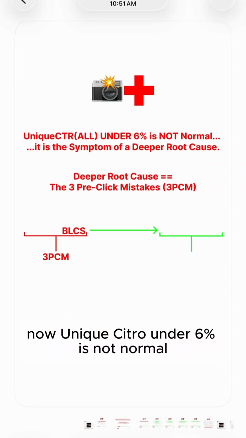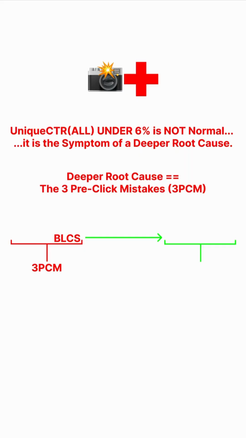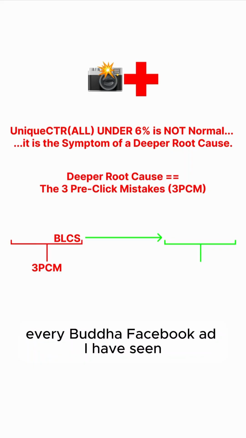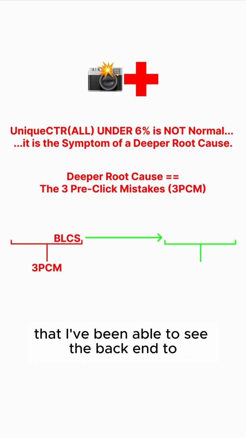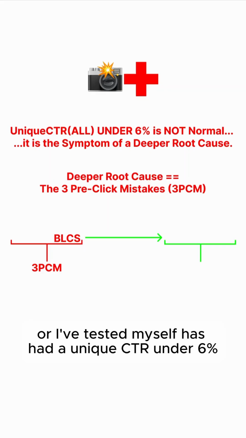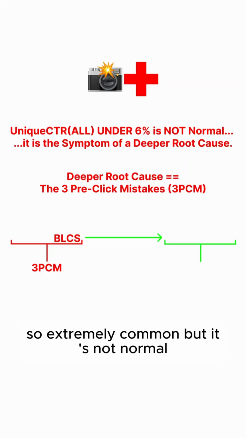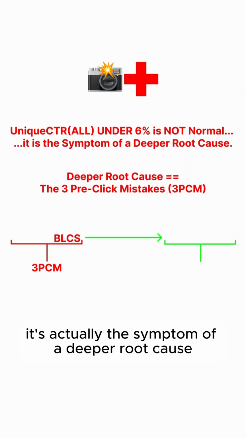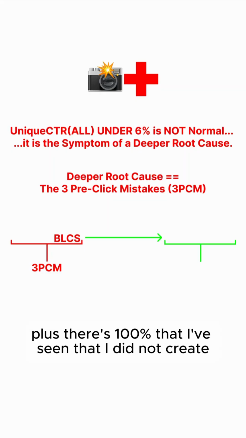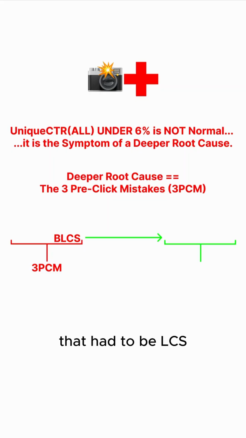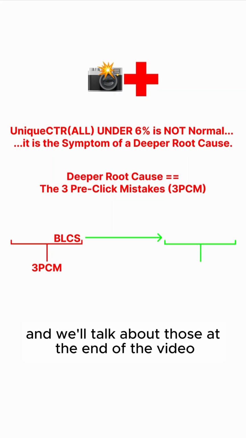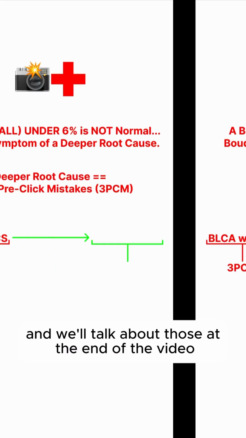Now, unique CTR under 6% is not normal. Extremely common, I believe. Every Boudoir Facebook ad I have seen that I've been able to see the back end to, or I've tested myself, has had a unique CTR under 6%. So extremely common, but it's not normal. It's actually the symptom of a deeper root cause. 100% of the ads I've seen that I did not create had BLCS. The deeper root cause is the 3 pre-click mistakes, and we'll talk about those at the end of the video.